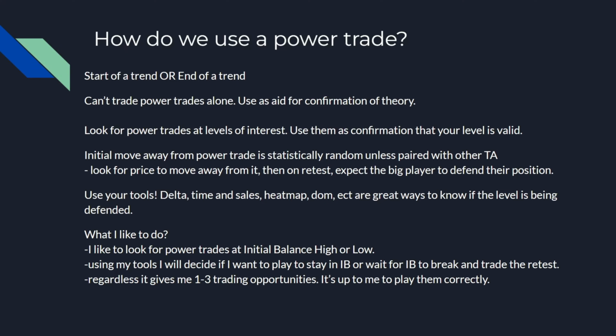So how do I specifically like to play this? Well, I like to look for power trades, like I said, at initial balance, high or low. Using my tools, I'll decide if I want price to stay inside initial balance, or if delta looks really strong, I'll say, hey, we're probably going to break initial balance, and I'll trade the retest. Regardless, having these power trades happen at my level is for sure going to give me 1 to 3 trading opportunities if I can play them correctly.